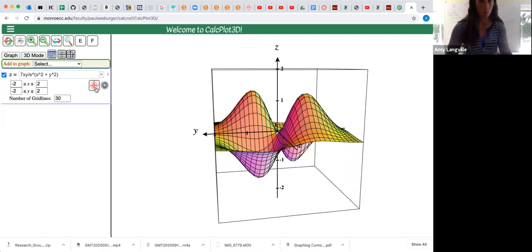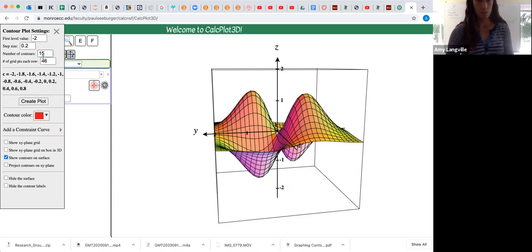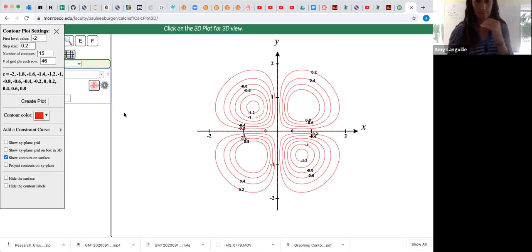But I want to point out one thing about the contour maps. We've already done contour maps in CalcPlot3D. So let's ask it to do that from, say, -2. Let's get 15 contours. Let's see what happens, create the plot. Okay, so again, it has this shape here.